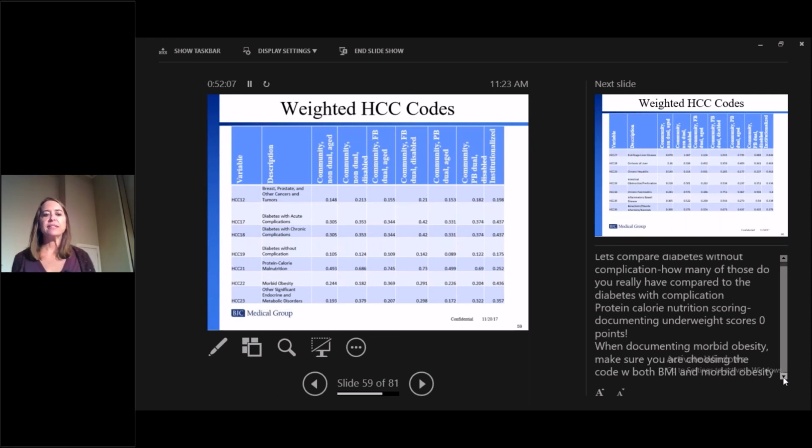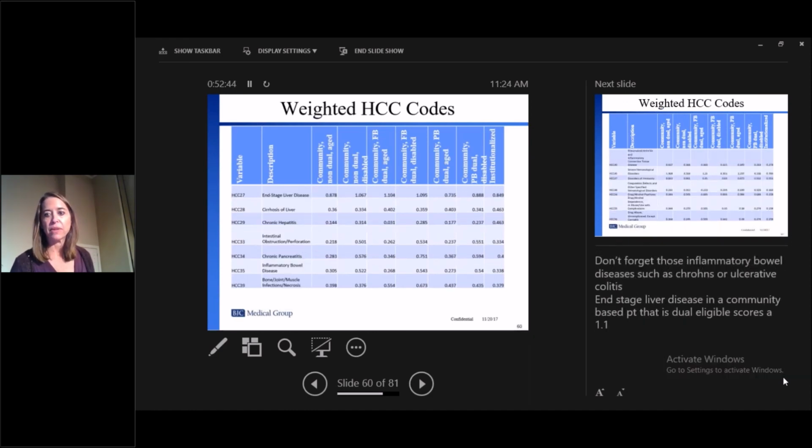And then the other thing I'd like to note is your underweight patients, usually your elderly population, especially those COPD or emphysema patients. If their BMI is under 19 and you document underweight, you get 0 points. Now, most of those patients probably have protein calorie malnutrition. If you take a look at this, that score is 0.49. That's almost half a point for documenting protein calorie malnutrition versus underweight.